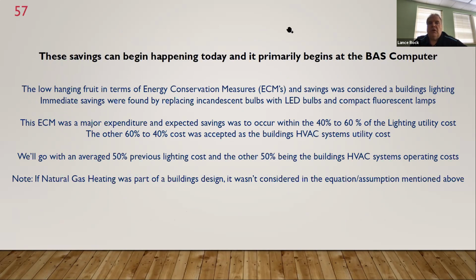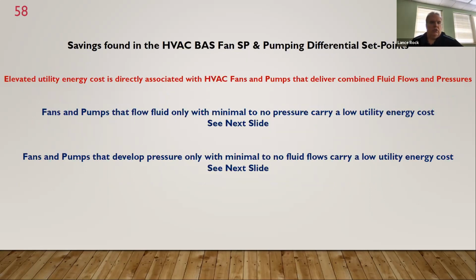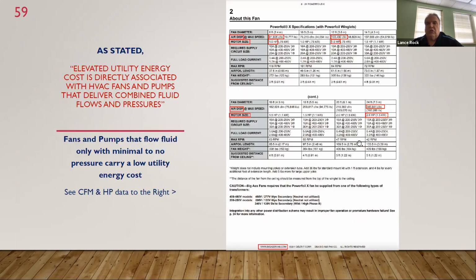These savings can be happening today and primarily begins with the BAS system. I'm going to walk you through in this slide. You simply follow what I did in my slides at your BAS system. It's clearly explained. Next, please. I realize how close I am here. Savings found in the BAS system. We can do fans and pumps pressure only. Okay, we're going to get into what pressure and flow equals. Next, please.